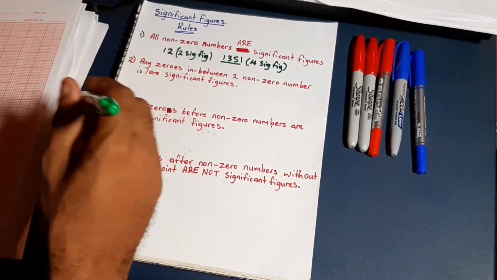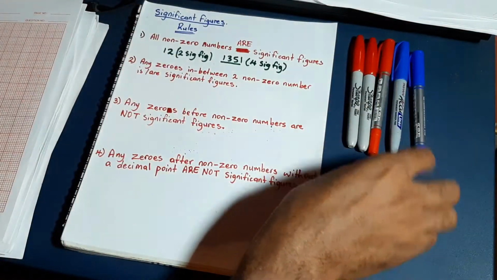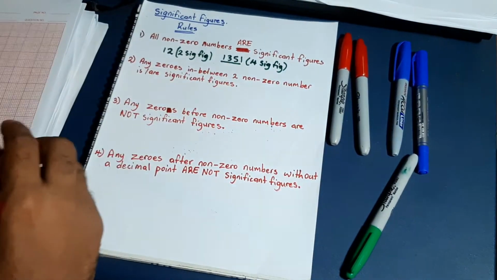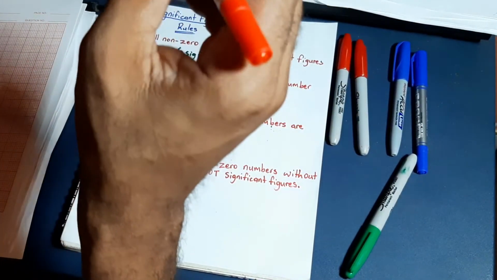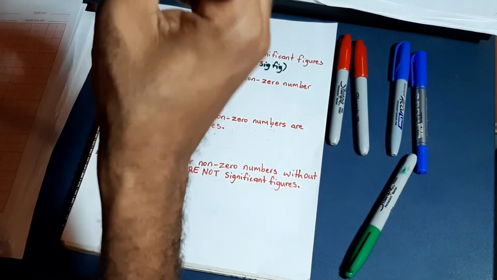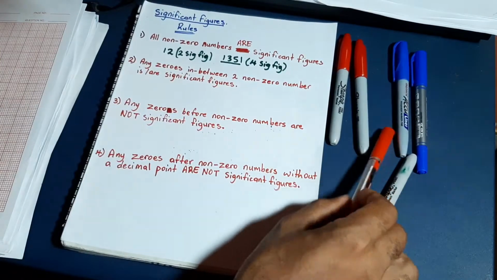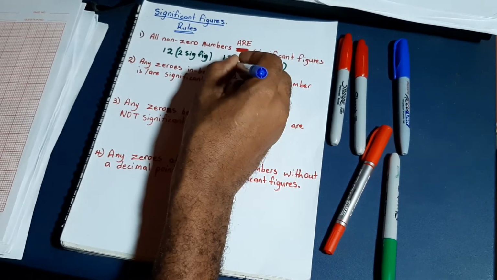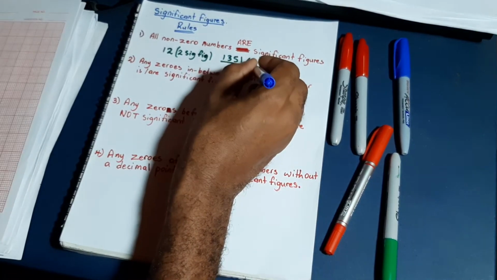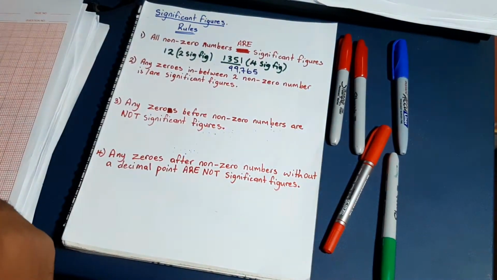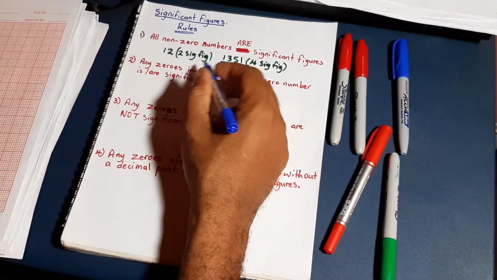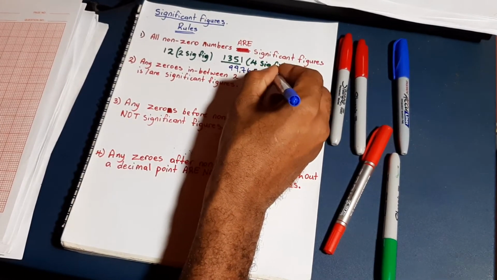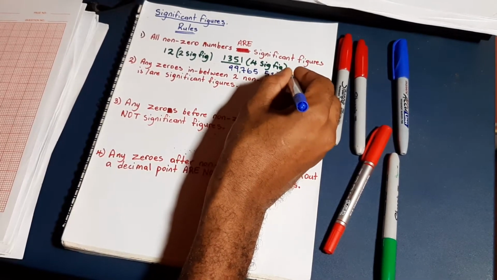Let's say I can squeeze in another example here. I'm just going to write down examples based on each particular rule. So we have 2 examples here. Let's try another number, using a different color than the red. I'm going to use the blue. If we had 99,765, remember, all non-zero numbers are significant figures. So these 5 numbers would be 5 significant figures.